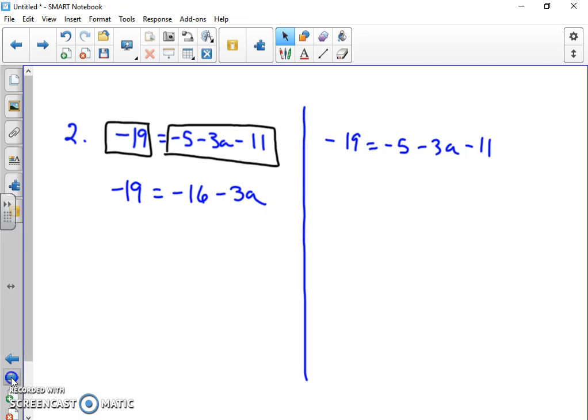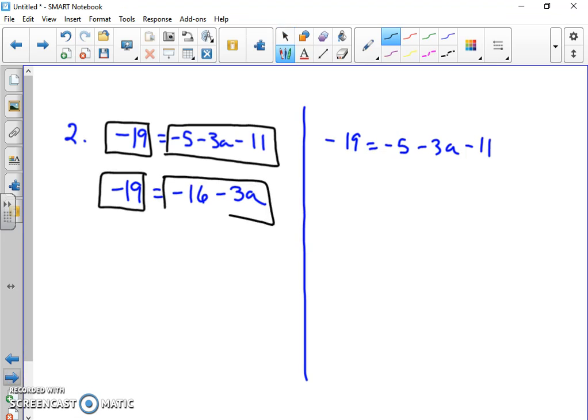Okay, let's box it one more time just to see if there's anything we can do inside. Okay, over here, there's nothing we can do. We can't combine any like terms, and over here, we can't combine like terms. So now we're going to get rid of this negative 16, or minus 16. So we're going to add 16 on both sides. Negative 19 plus 16 gives us negative 3 equals, that's gone, negative 3a.